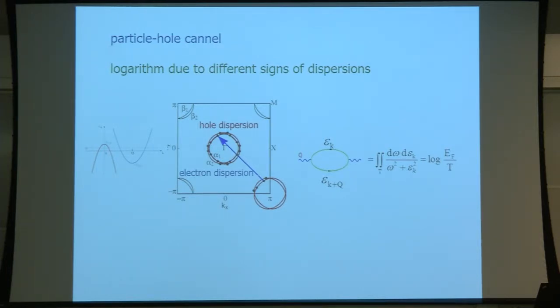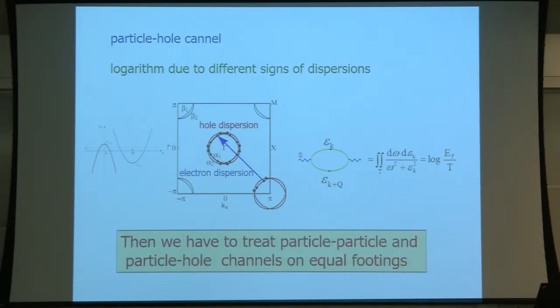It's not nesting. I can take this dispersion with a mass which is 1,000 times larger than this mass. I'll still get a log with some other coefficient. So all that matters is that one dispersion goes down, one goes up, and both are parabolic. Then you get a logarithm instantly. So we have logarithms in the particle-hole channel. We have a logarithm in the particle-particle channel.